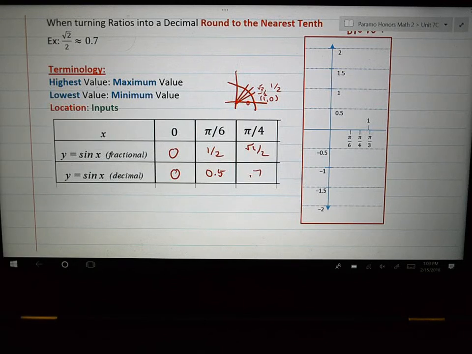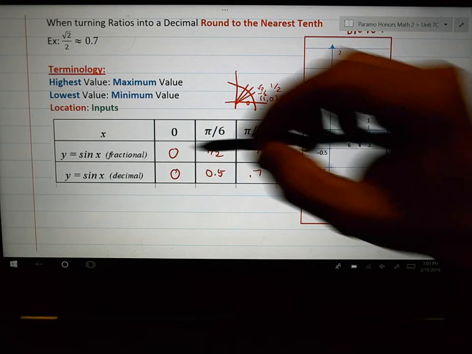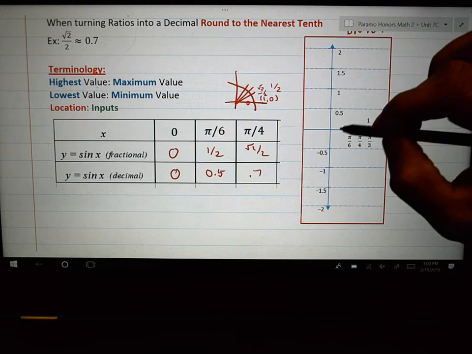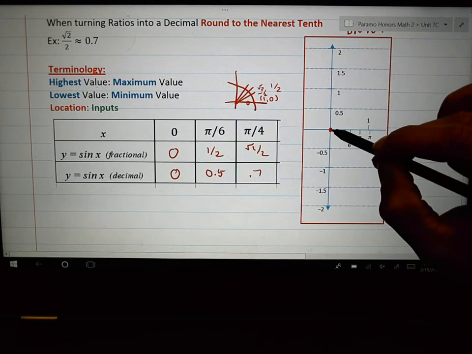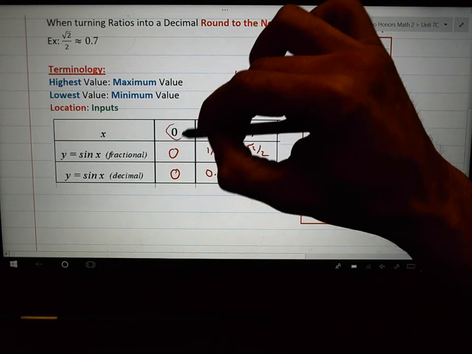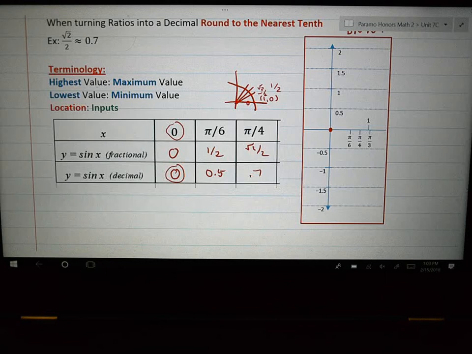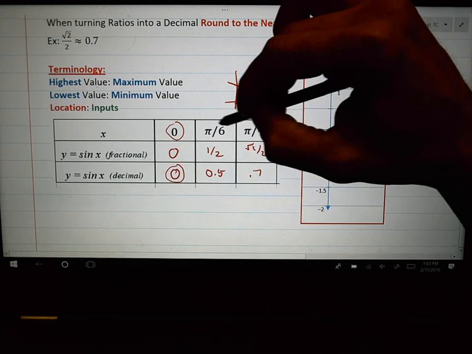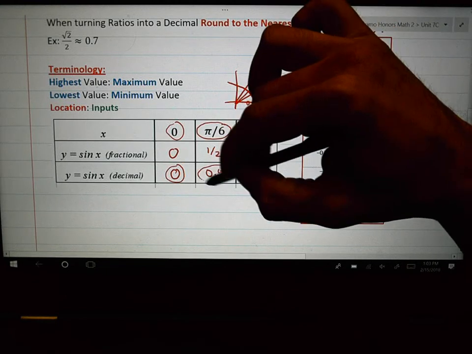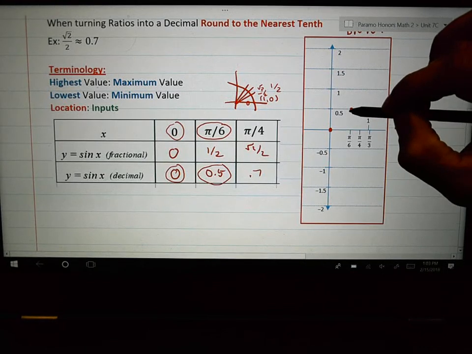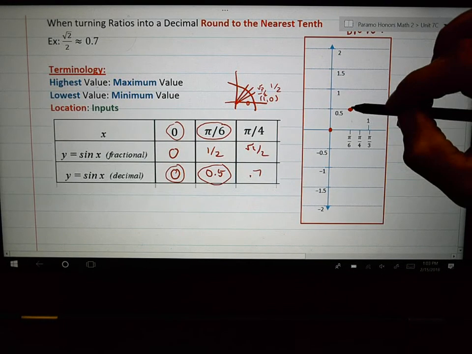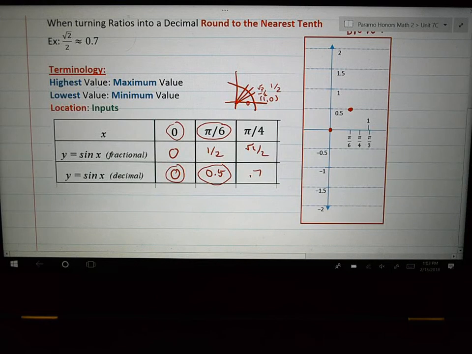And then what you're going to do is plot those points. So if I have the sine of 0 radians, and that's my x, my y value is 0, I would put a dot on 0, 0. 0 for my x, 0 for my y. For pi over 6, I should be at a value of 0.5. So I go over to pi over 6, and I put a dot that is 0.5 units above the pi over 6. I'm graphing them as ordered pairs.